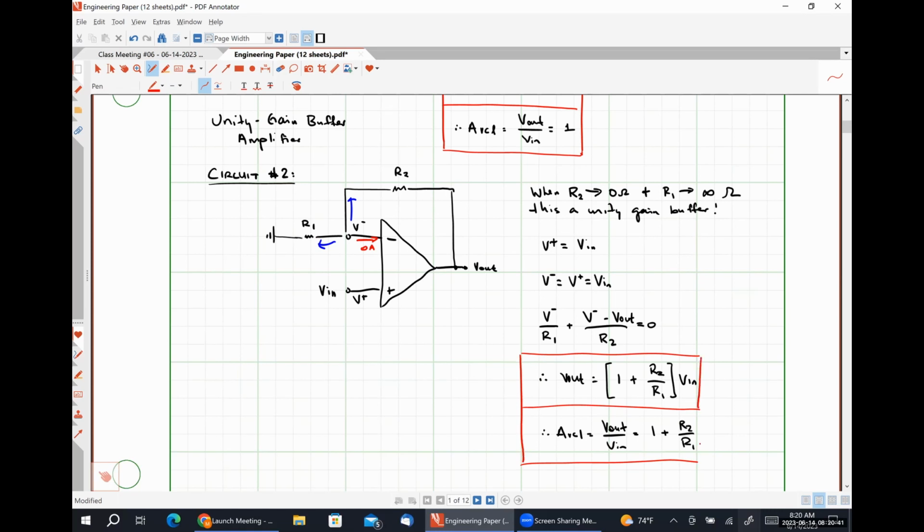So when R2 is greater than R1, our output signal is a scaled or amplified version of our input signal. And as R1 becomes much greater than R2, our output signal becomes more and more like a copy, a one-to-one copy of our input signal. Okay. So this is a non-inverting amplifier.